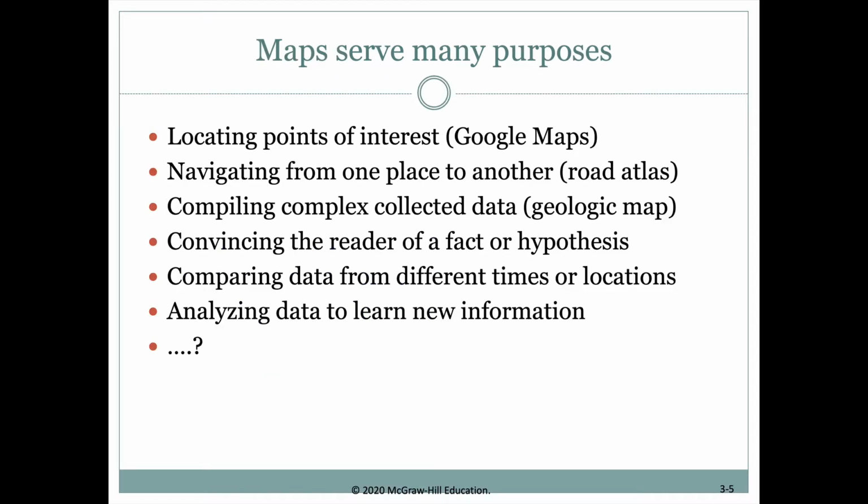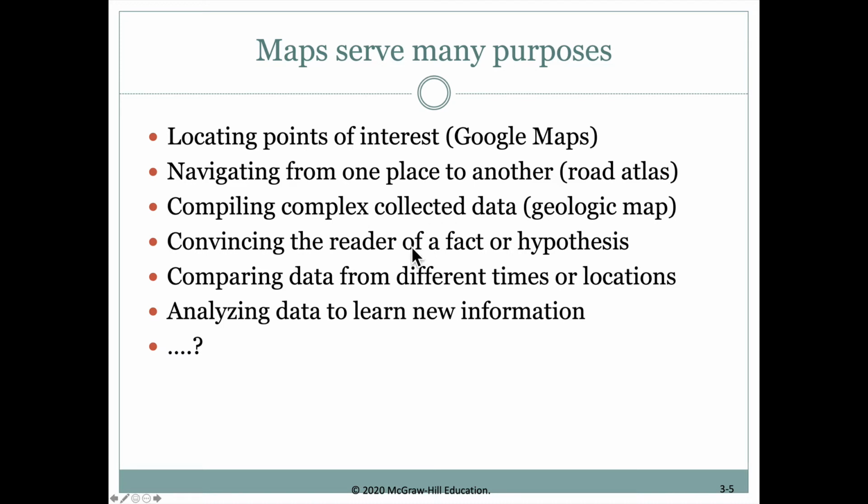So the map can serve many different purposes. Any particular map can. For example, you might just be interested in locating positions on the surface of the earth, such as Google Maps does. If you're trying to get from one place to another, you might be using some sort of navigation app, or you might be using a road atlas. Sometimes maps are very specific for a specific audience, such as geologic maps that have very particular data on them.